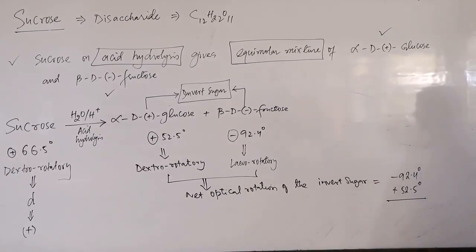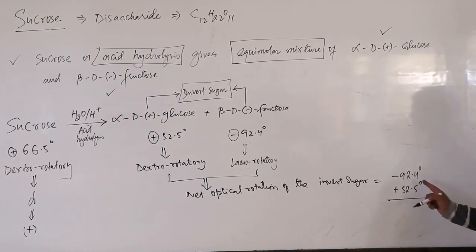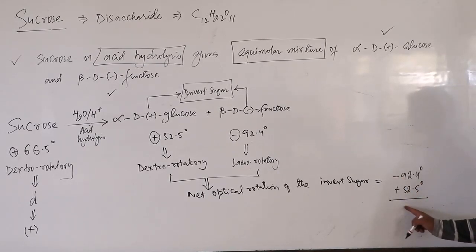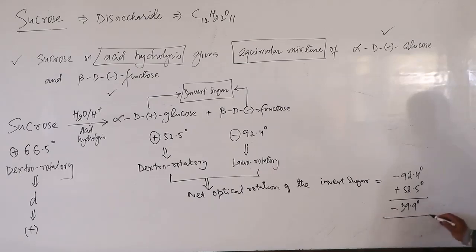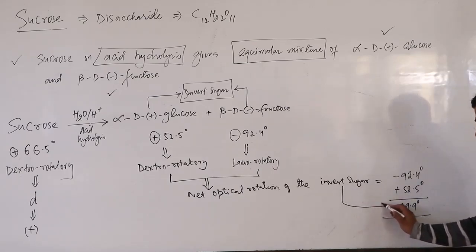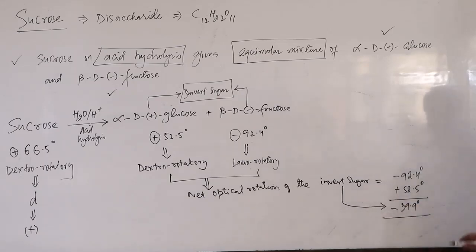Then tell me here, guys, which one is more? Negative is more. So the net value will be negative only. So how much will this be around? This will be around 39.9 degrees. Now tell me, the invert sugar is now levorotatory.